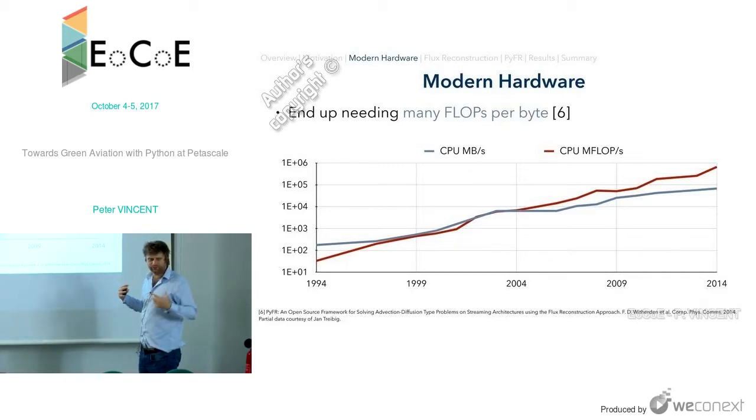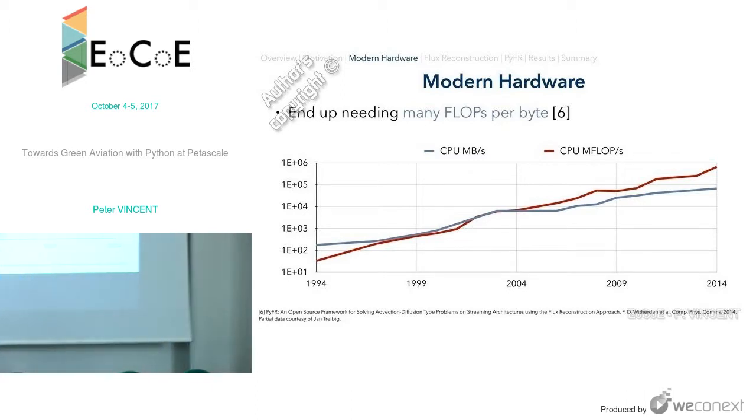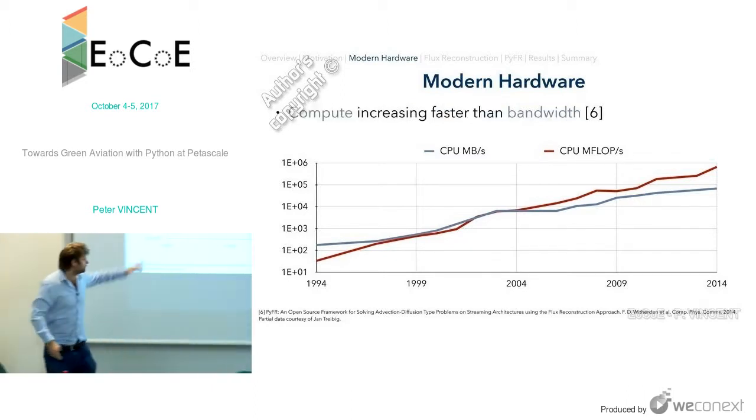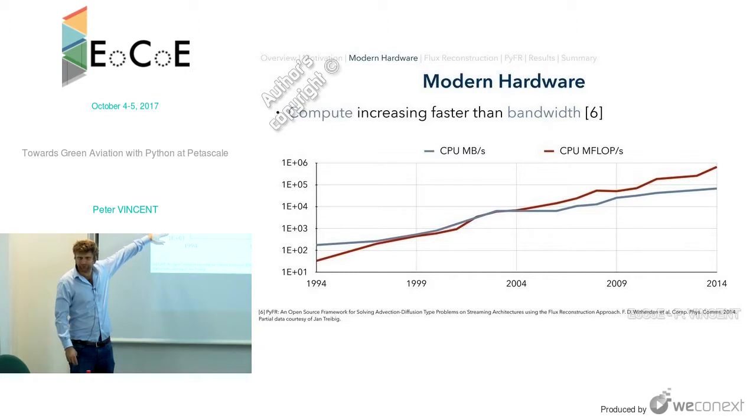And a lot of the CFD algorithms that are in use in industry today were designed back here or previously when the situation was the other way around. And people were thinking about doing the opposite, minimizing the number of flops on a piece of data.